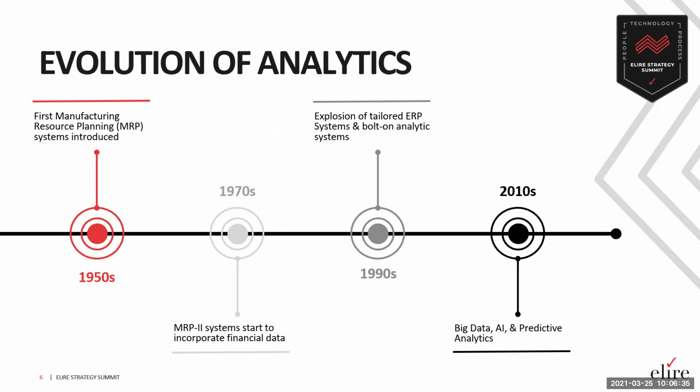Really started in the 1970s with the introduction of what's called MRP2, or Manufacturing Resource Planning Part 2. That's really where things outside of manufacturing and supply chain started to come into play as well. So things around just financial data, accounting, and some of the more esoteric spaces that are really outside of just that core manufacturing processing. In that period of time, it really started to incorporate some of the things that would eventually lead to the explosion of those really tailored ERP systems, which started really in the 1990s.